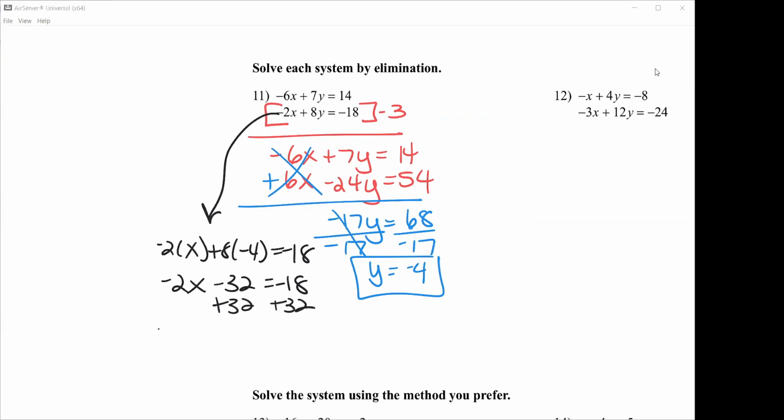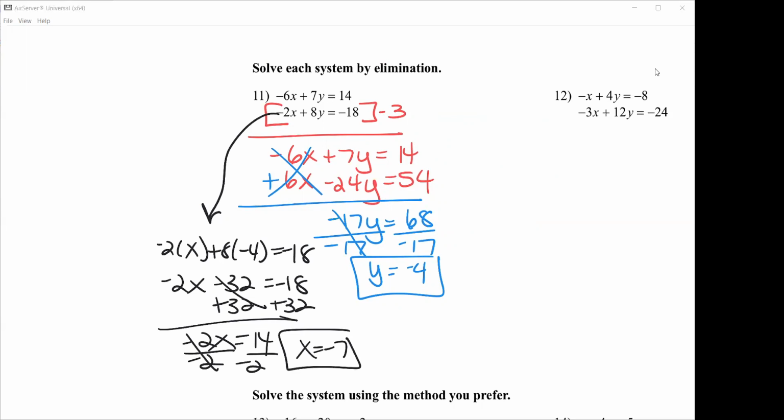Add 32 to both sides. So -2x equals 14. And when I divide by -2, I get that x is -7. So the answer here is -7, -4.